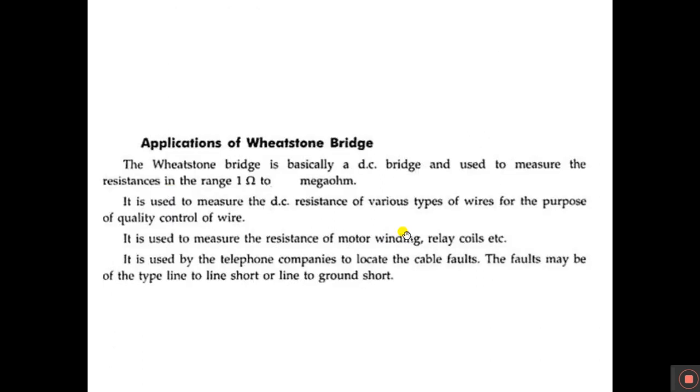So the applications of the Wheatstone bridge: the Wheatstone bridge is basically a DC bridge and is used to measure resistance in the range of 1 ohm to mega ohm. It is used to measure the DC resistance of various types of wires for the purpose of quality control of wire. Then this Wheatstone bridge can be used to measure the resistance of motor winding, relay coils and all. Also, it can be used by telephone companies to locate cable faults. The faults may be of the type line to line short or line to ground short. In these cases, we use a Wheatstone bridge.